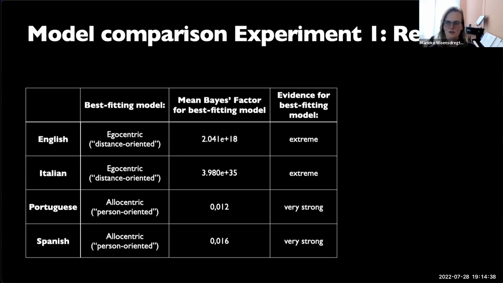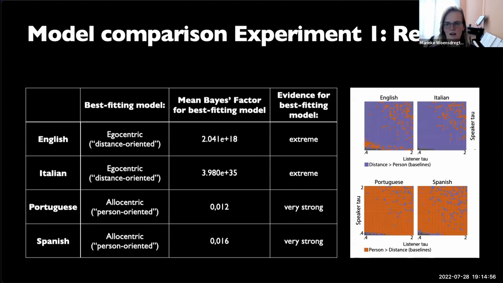And finally, what I will show you is which of these two models comes out as the best fitting model across a whole range of possible parameter settings. And I'm showing you this because we have no particular a priori reasons to assume a particular parameter setting. And what we see is that indeed for English and Italian, overall, the distance-oriented or egocentric model tends to fit best, whereas for Portuguese and Spanish, the person-oriented or allocentric model tends to fit best.